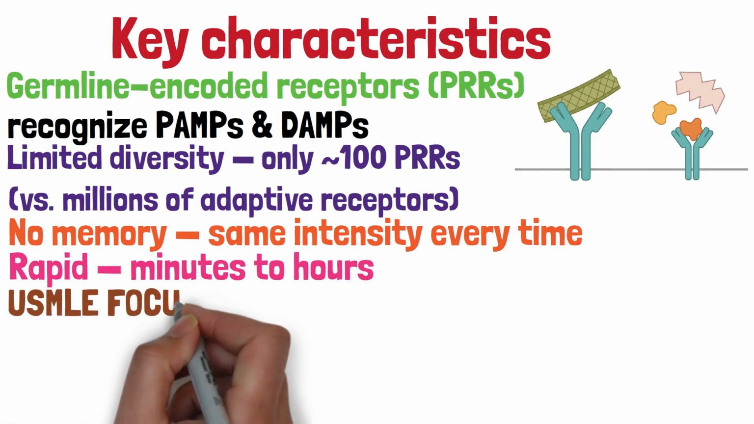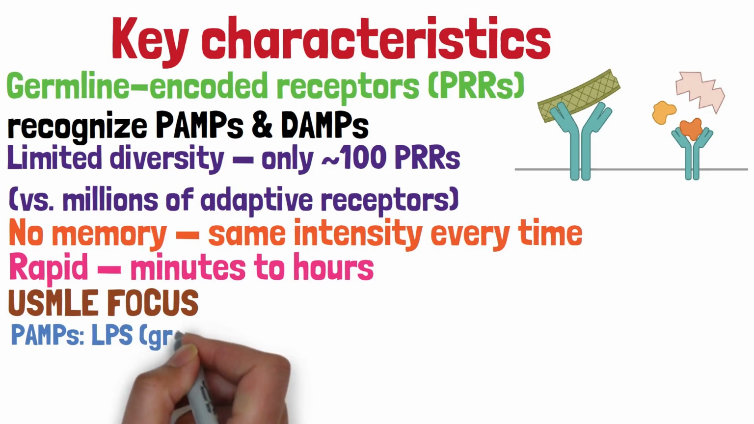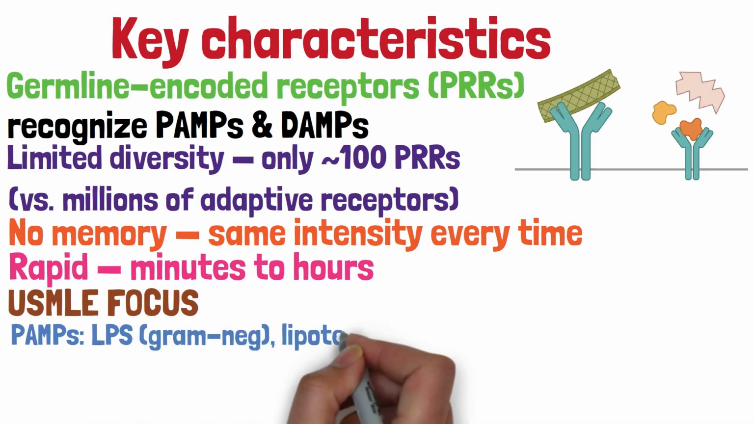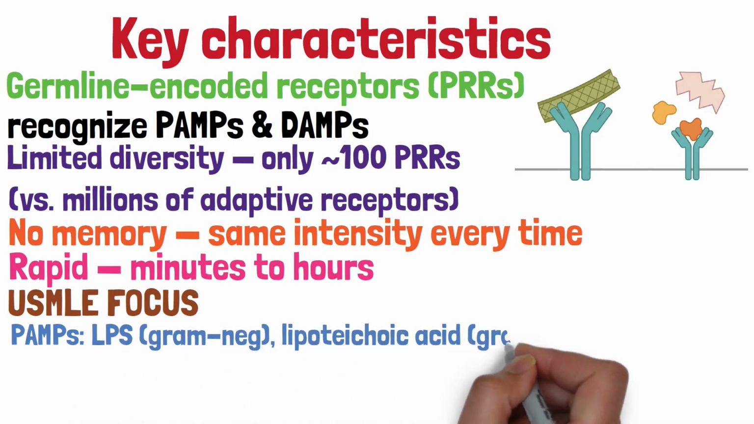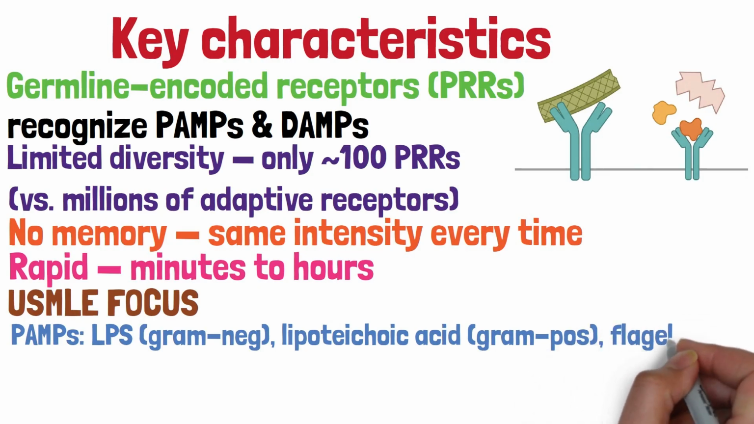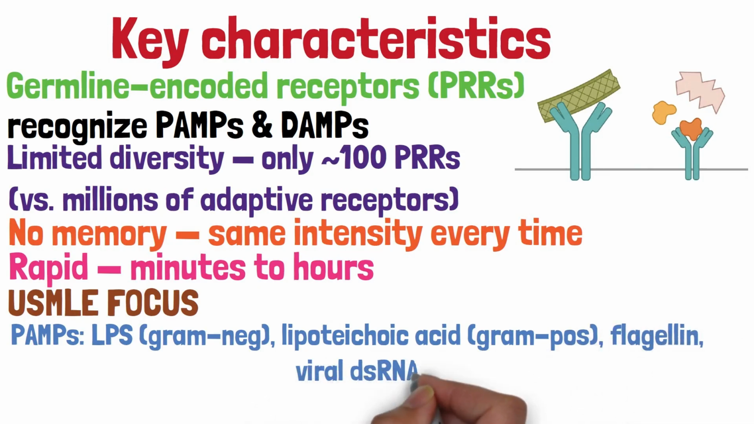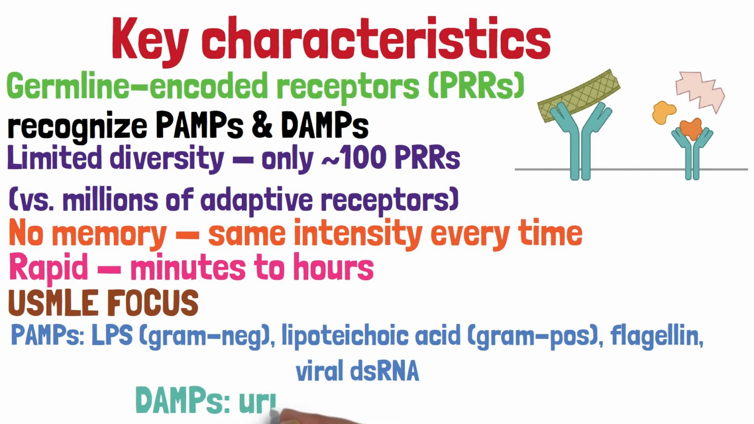And here's the USMLE focus box. PAMPs include LPS from gram-negative bacteria, lipoteichoic acid from gram-positive bacteria, flagellin, and viral dsRNA. DAMPs, the ones released from your own injured cells, include uric acid, ADP, and HMGB1.